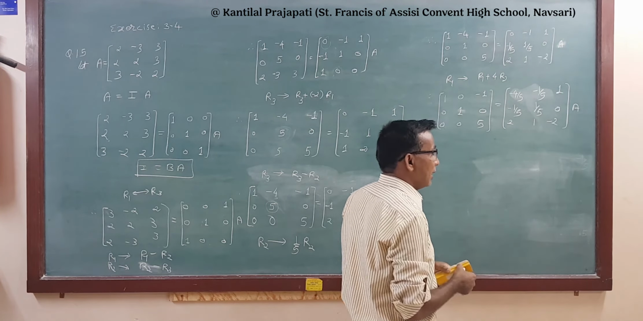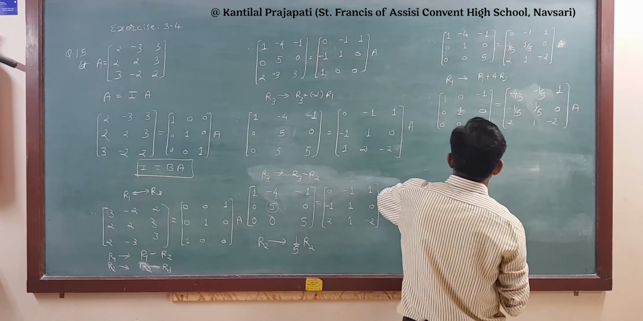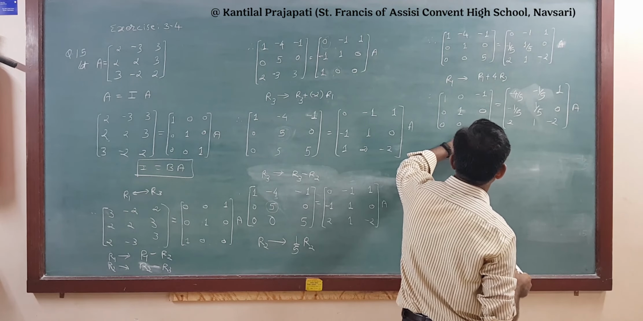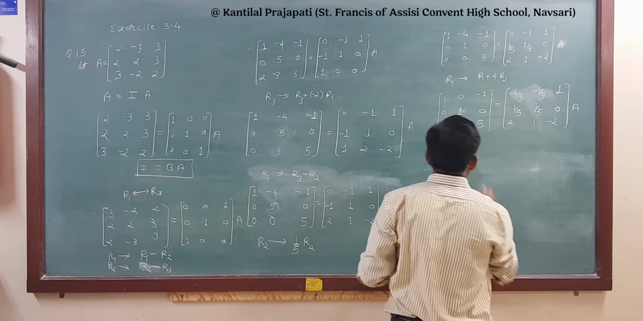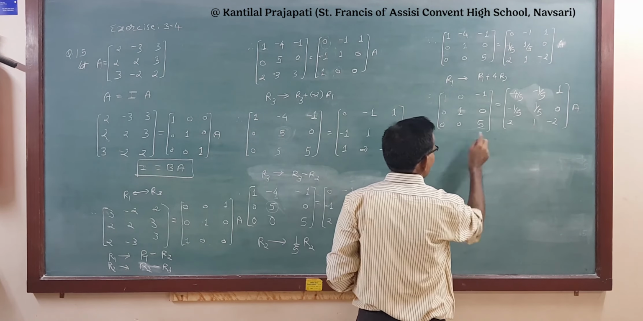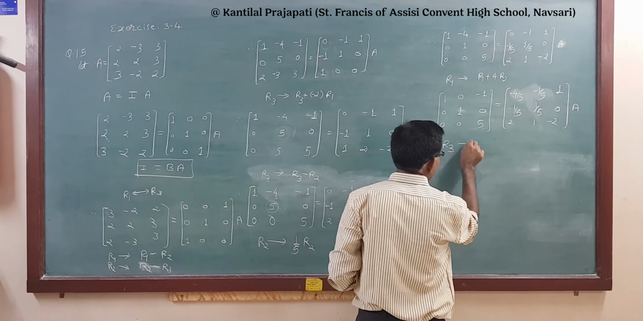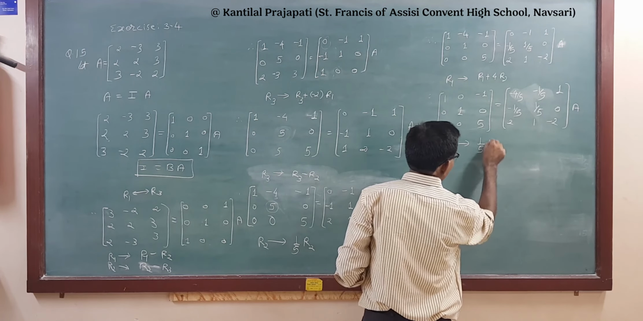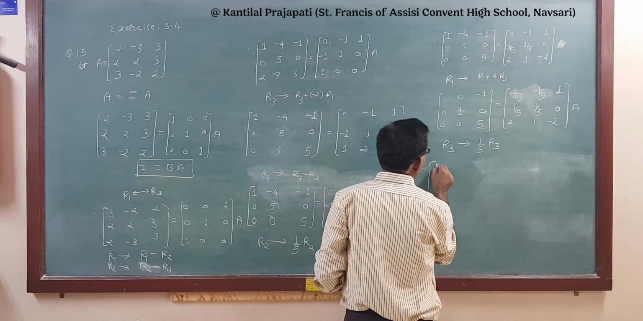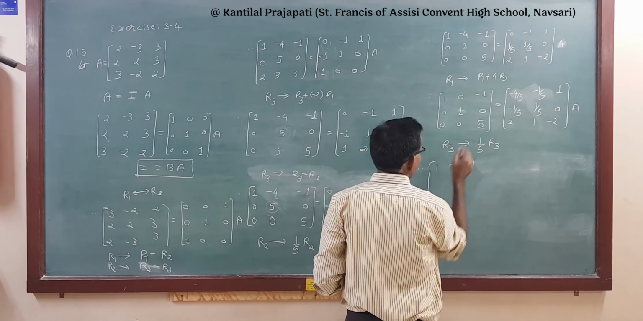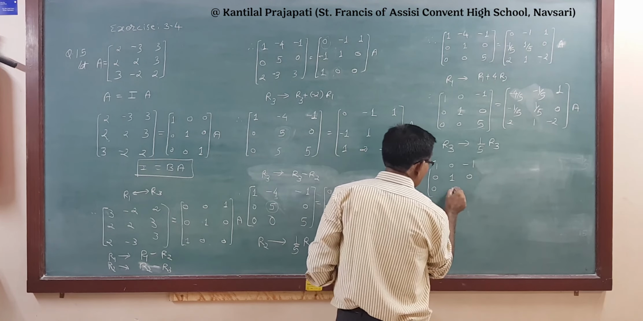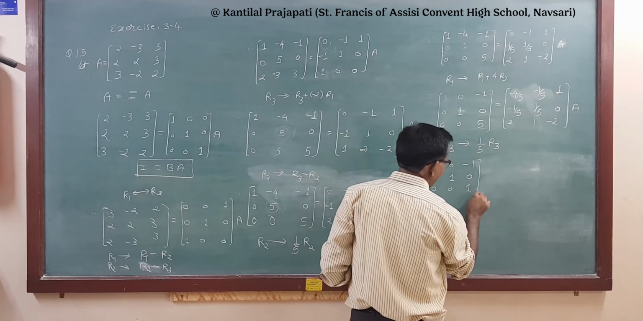Right. Now, we require 1 also here, right, and 0 here. First we apply the notation. This row is multiplied by 1 upon 5, or divided by 5. So we apply R3, so 1 upon 5 into R3, right, and therefore you get here 1, 0, minus 1. Only the third row will be changed. 0, 1, 0, 0, 0, 1. 5 upon 5 is 1.